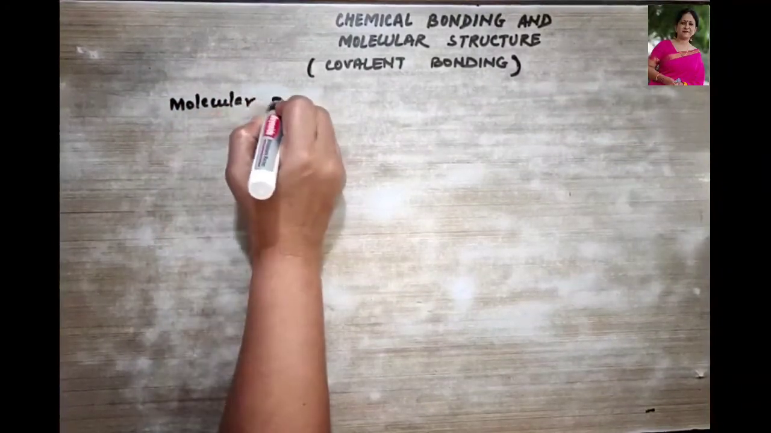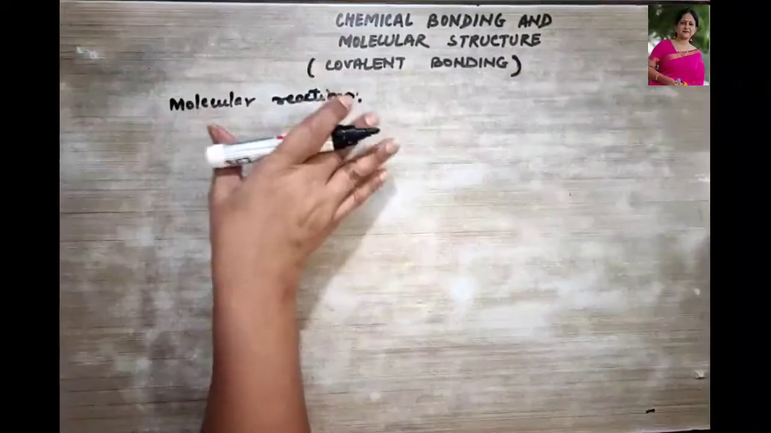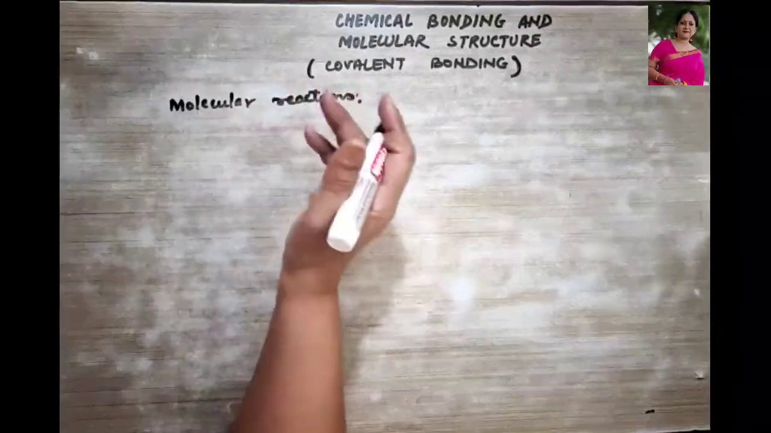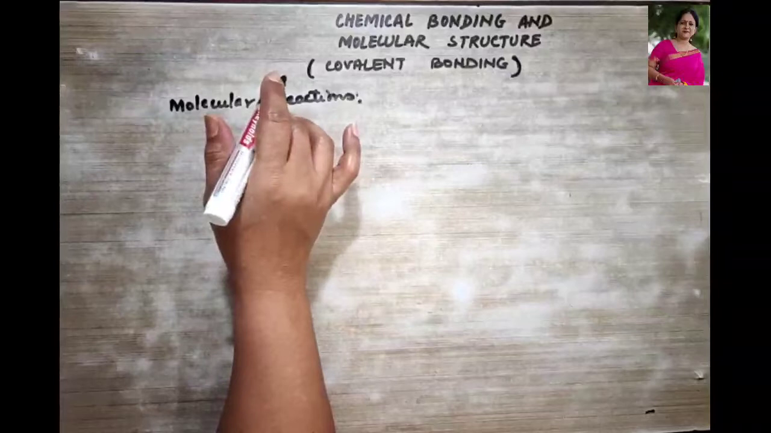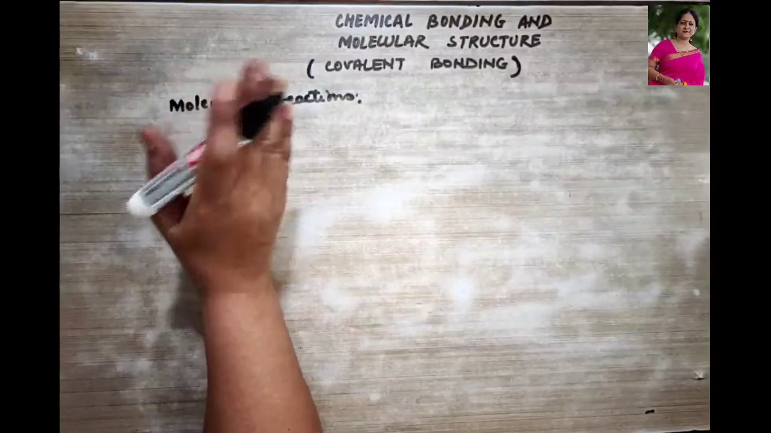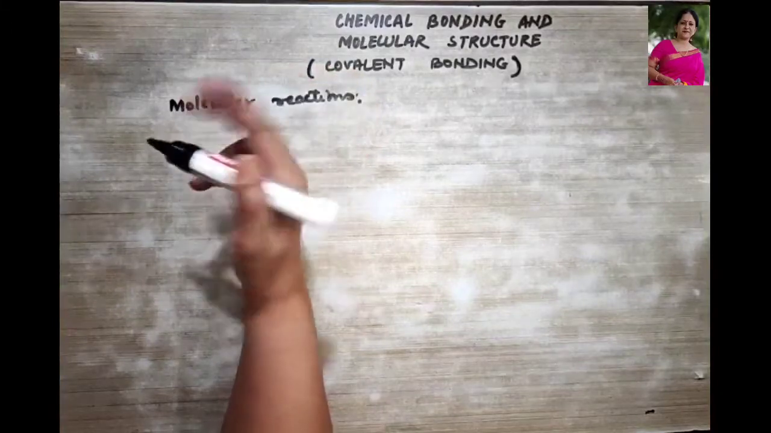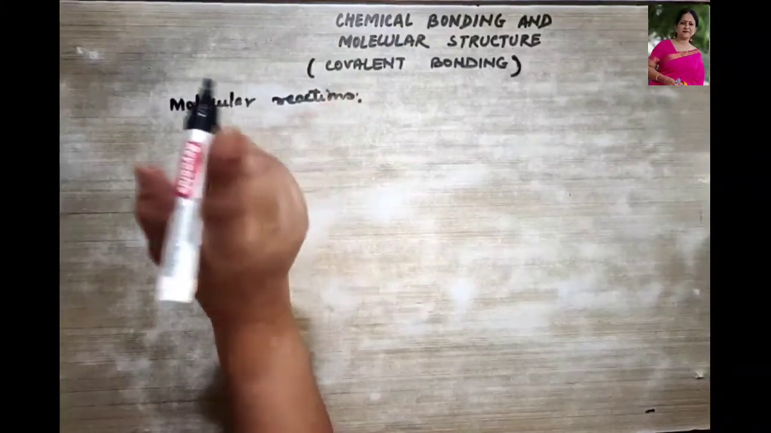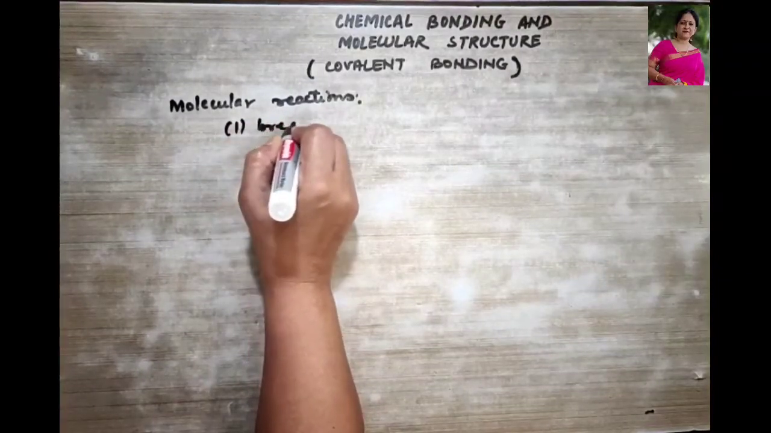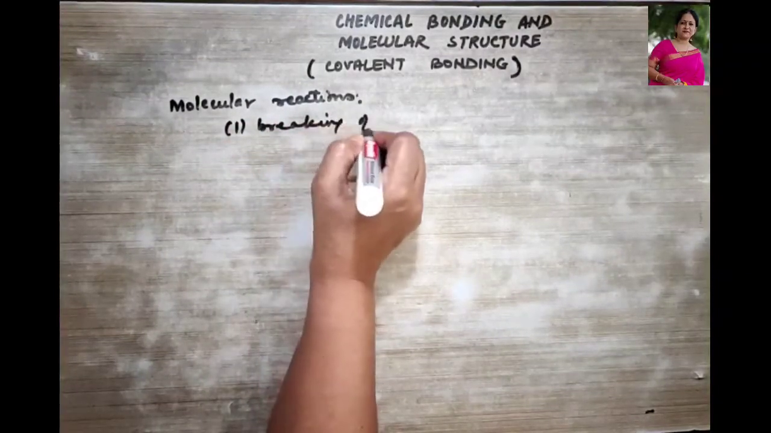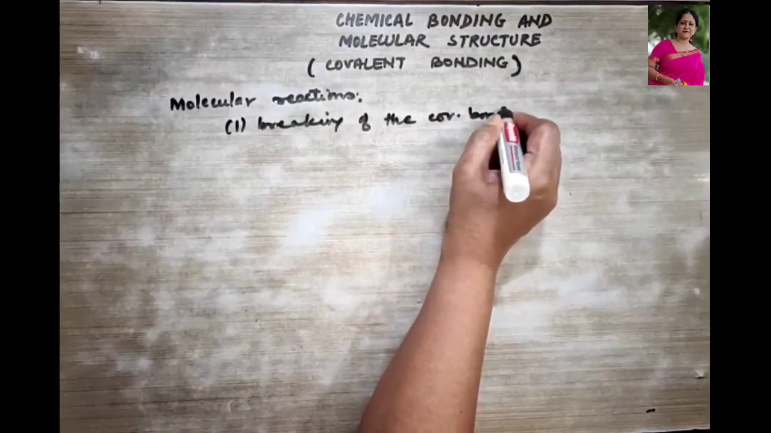Molecular reactions. These covalent substances show molecular reactions. Remember, the reaction rates are usually low with respect to the ionic reactions, because they involve two steps. What is the first step? The first step is the breaking of the covalent bonds, right?